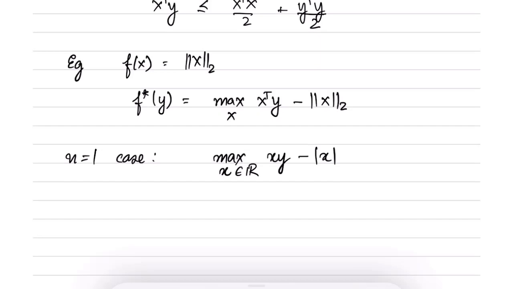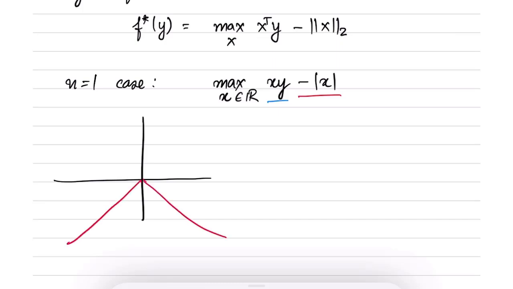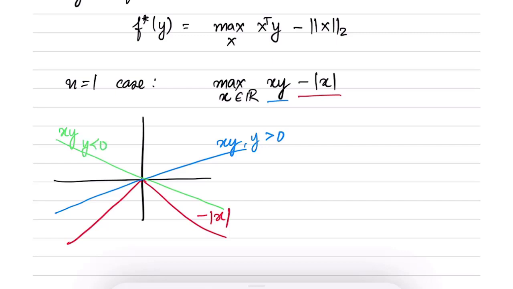To do this, let us consider the two components separately and then plot them. So what we will observe is that minus absolute value of x looks something like this, and xy would basically be a line which would look something like this. So this is xy and this is minus absolute value of x. Of course, this is xy for the case when y is positive, and if y is negative, then xy would look something like this. So this is the case when y is negative.